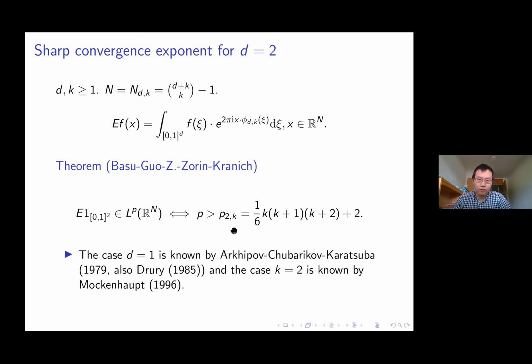And the case when K equals 2, so K is the degree, is known by Monkenhaupt, I think, in his thesis. He actually resolved the case when K is equal to 2 and in all dimensions. So for the degree 2 case in all dimensions, this is known. But our result says that when the dimension is 2 and you're allowed to have, say, degree 100, you still know the optimal LP spaces. So this is our result.